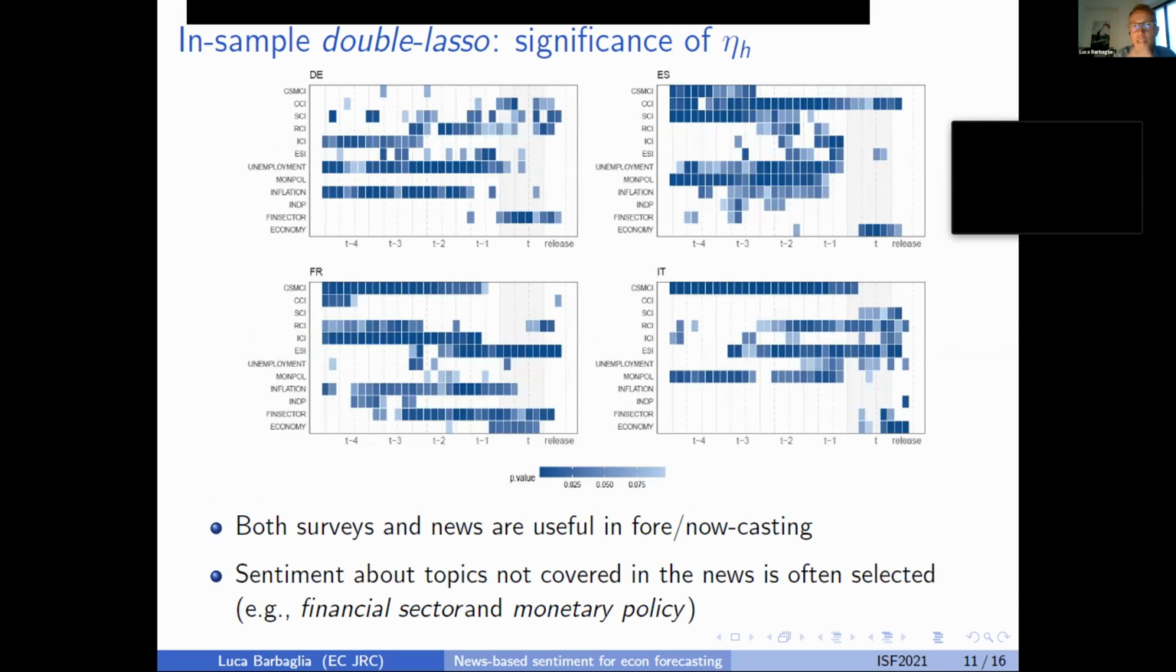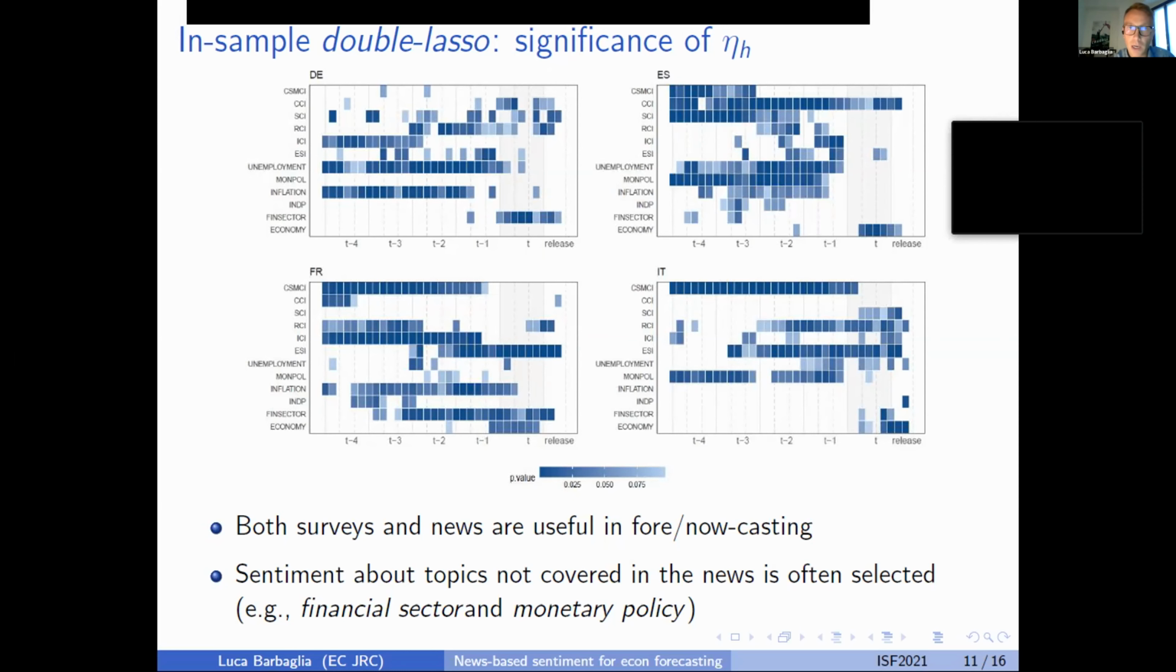I'm reporting that at different releases, at different forecast horizons. What you see is that we have the release on the x-axis, then we have the period t, which corresponds essentially to the nowcasting period. And then we have forecasts made at t-1 quarter until t-4 quarters, so 1 year before the actual release of the GDP.